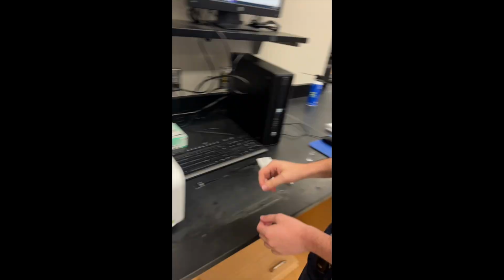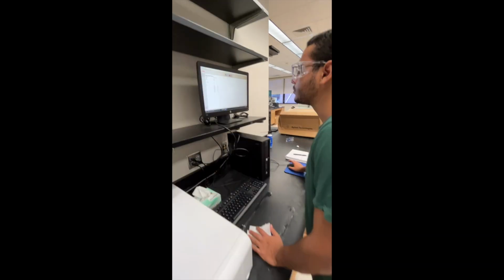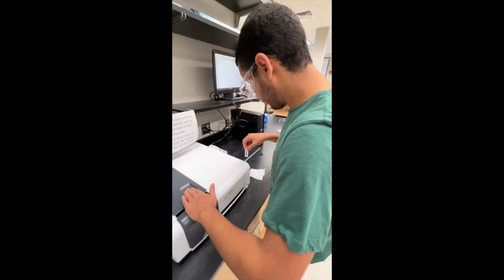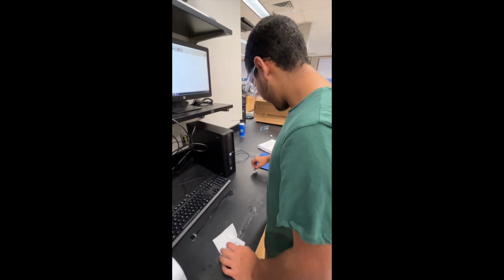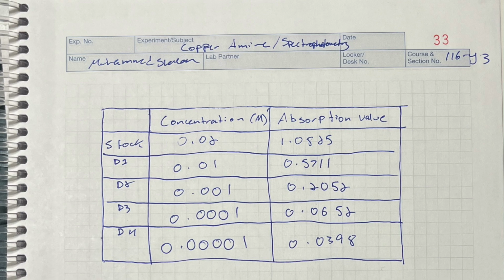We then input that wavelength into the program so that the following absorbance analysis of the dilutions would be scanned on this wavelength. We then load the cuvettes with the dilution and scan each of the 4 dilutions and record the absorbance data for each dilution.